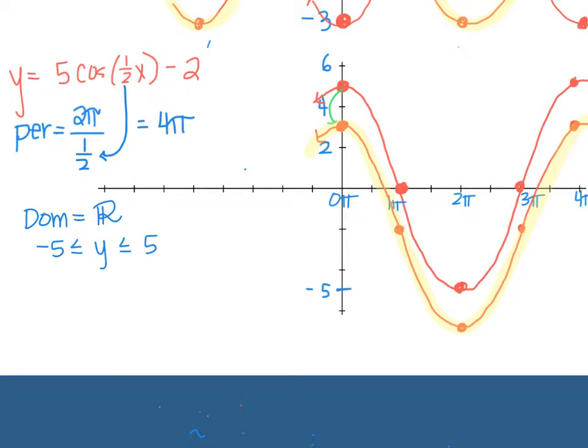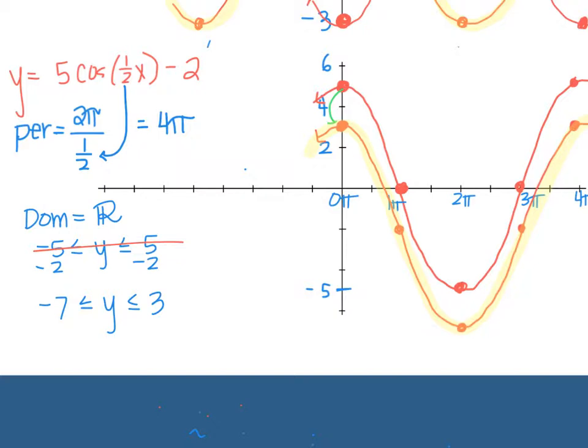And so the quickest math way to do that is to write -2 under both of those numbers and come up with the new range. So the new range will be -7 for a low and 3 for a high. So the old range is gone and the new range is -7 to 3.